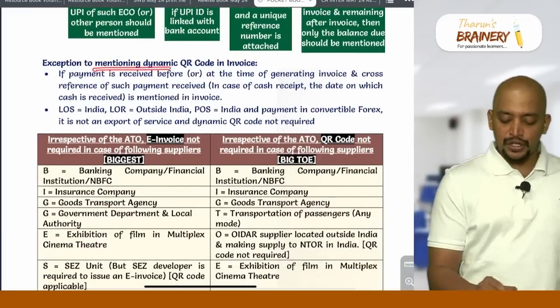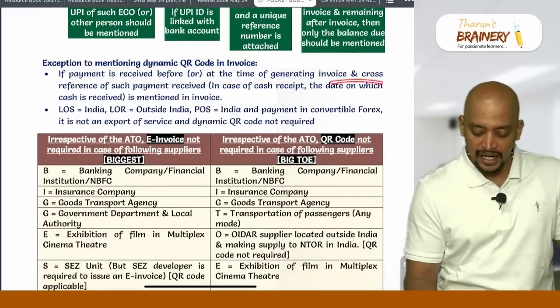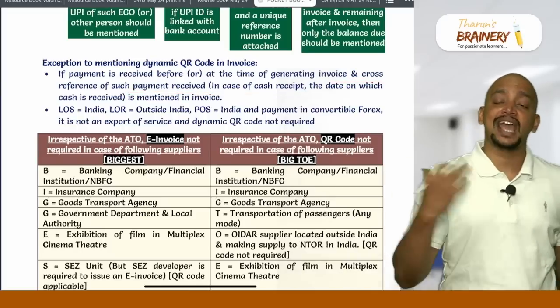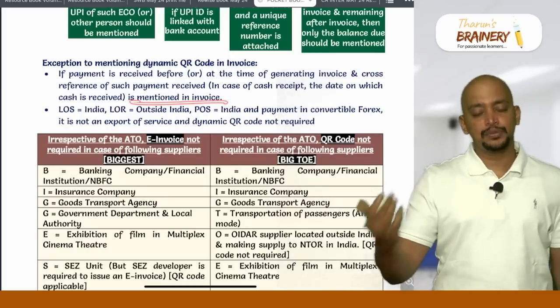And the exception to mentioning dynamic QR code on the invoice: if the payment is received before the time of generating the invoice and the cross reference of that payment is entered, even if it is a cash receipt, the date on which the cash is received is mentioned. Then dynamic QR code is not required.